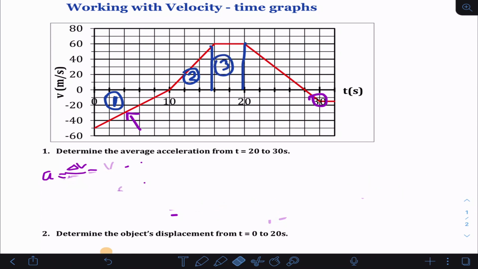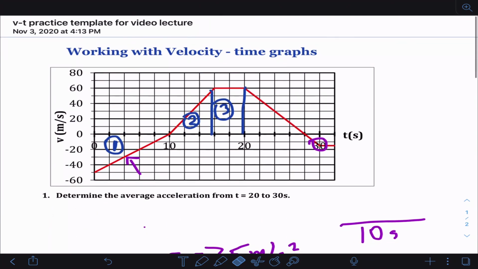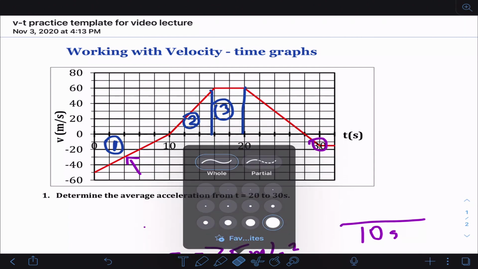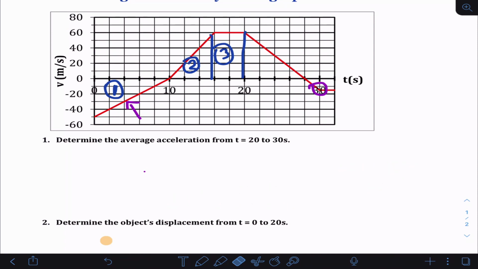Now, the area isn't an actual area. It's a technique for arriving at a value. That value represents the displacement of that object. So if I'm shading this, and again, I want to figure out the value.